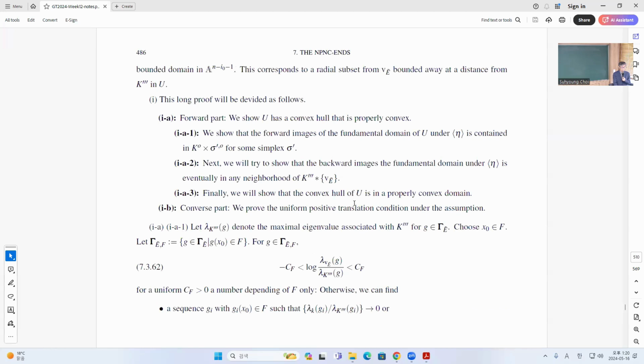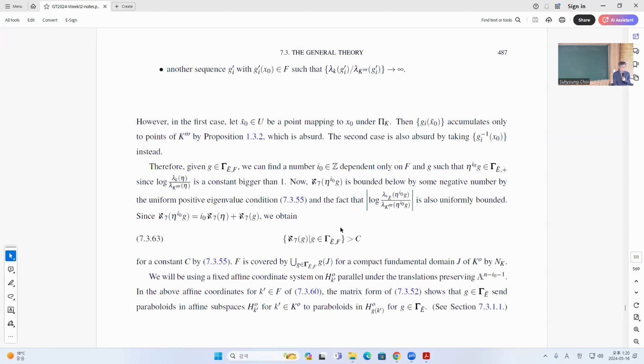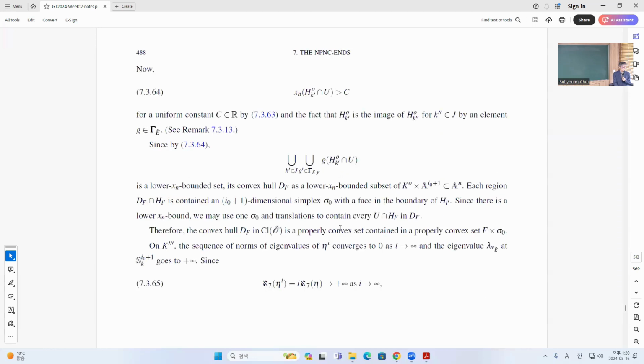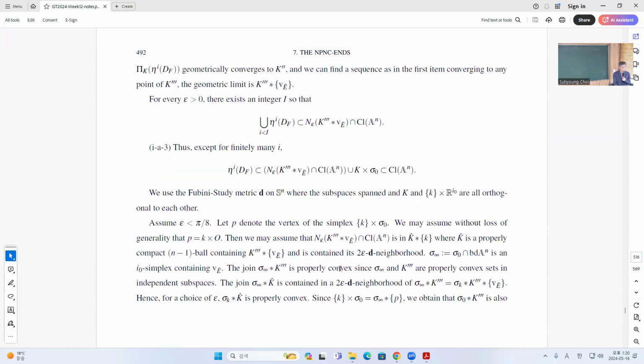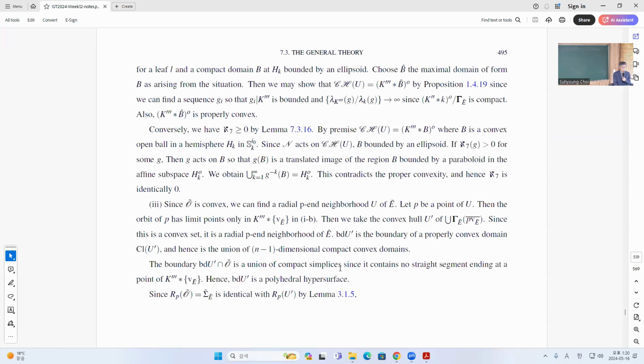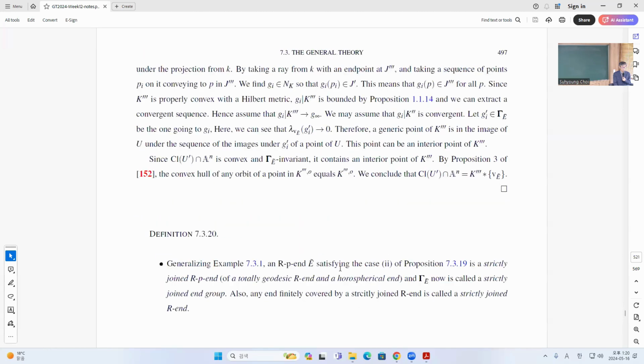And then, of course, here you use some sort of coordinates, affine coordinates, to understand these things, and how the Aleph must go to infinity, to show these are well defined to get a properly convex domain. Okay, so those are the proofs here.